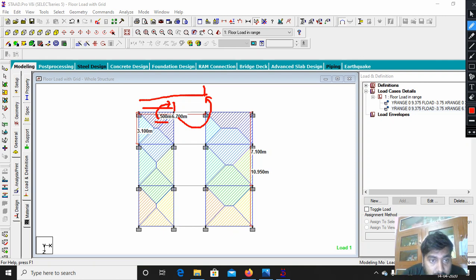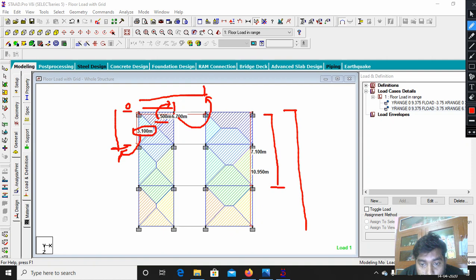Now for the z value, 0 is one z value and 3.1 is the other z value. So 3.1 will be here and this value is 0. The minimum range will be 0 and the maximum range will be 3.1. For the next section, the minimum range will be 7.1 and the maximum range will be 10.95. So these are the ranges.